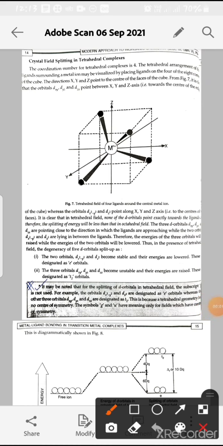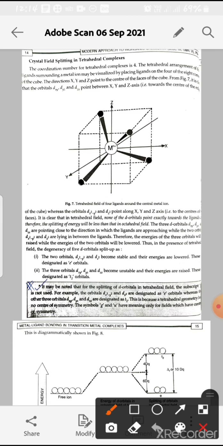Next topic is crystal field splitting in tetrahedral complexes. Last time we discussed crystal field splitting in octahedral complexes. Now the second topic is crystal field splitting in tetrahedral complexes. The coordination number for tetrahedral complexes is 4, so there will be a central metal ion at the center of the complex and 4 ligands around the central metal ion.